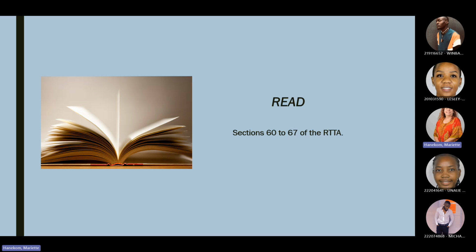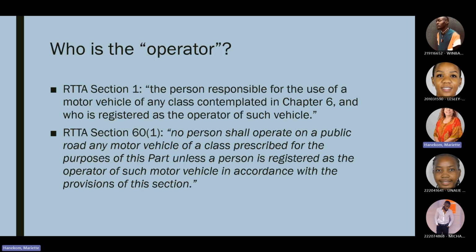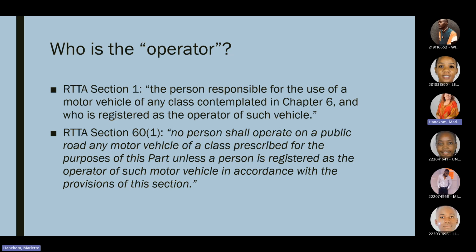So what am I talking about? Let's start off with a question. Who is the operator of a vehicle? Well, section 1 of the RTTA, you will recall, is the section that has the definitions. Section 1 defines an operator as the person responsible for the use of a motor vehicle of any class contemplated in Chapter 6 and who is registered as the operator of such vehicle.